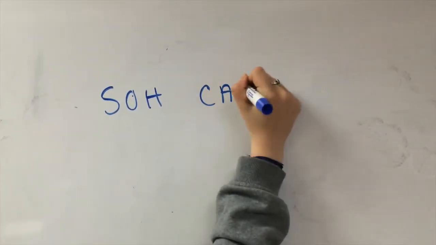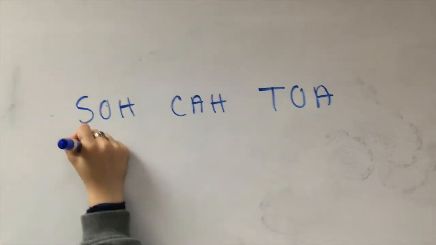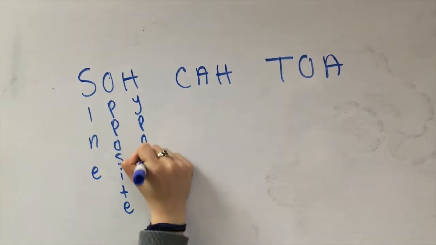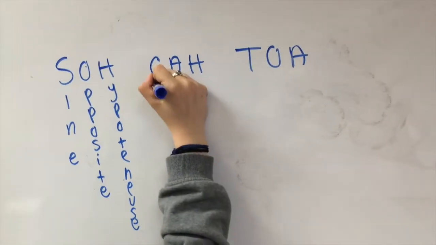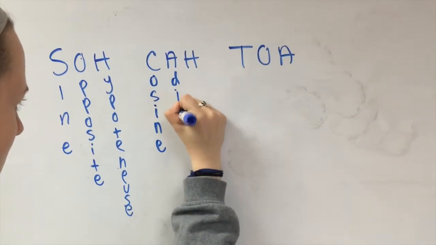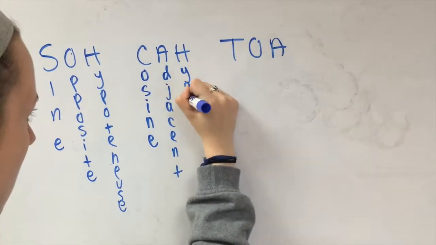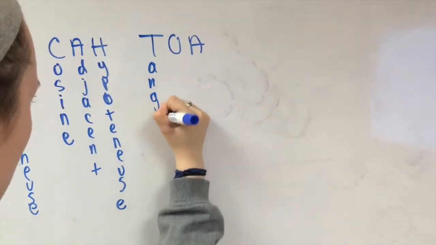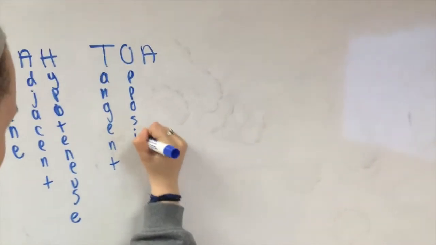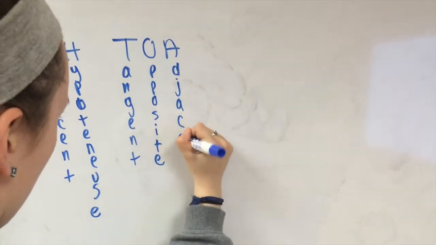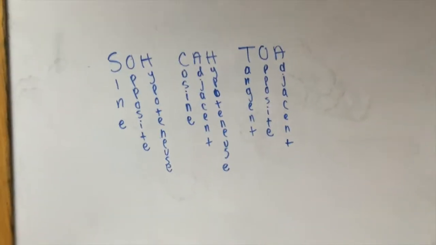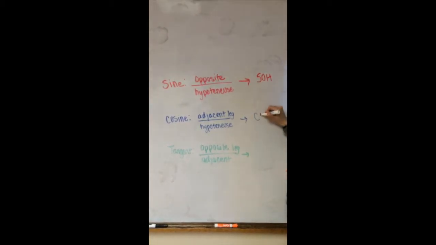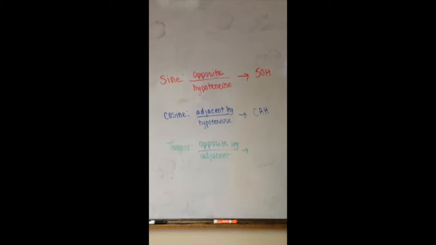An easy way to remember sine, cosine, and tangent is by the acronym SOHCAHTOA. SOH stands for sine, and that is opposite over hypotenuse. CAH stands for cosine, and that is adjacent over hypotenuse. TOA stands for tangent, and that is opposite over adjacent. This is a general overview of SOHCAHTOA, or sine, cosine, tangent.